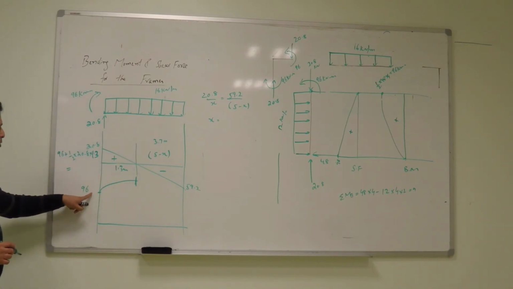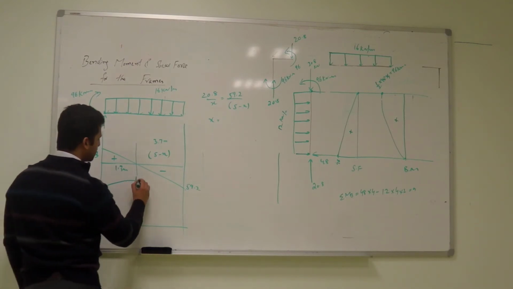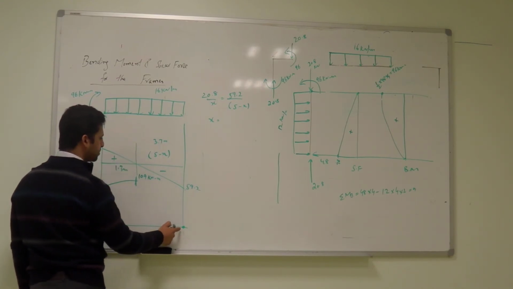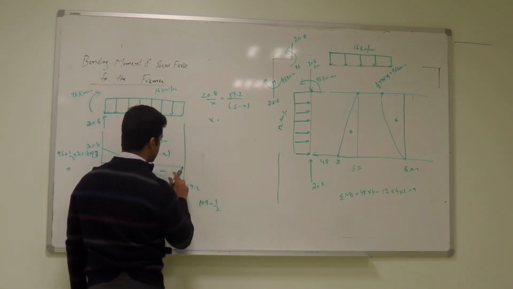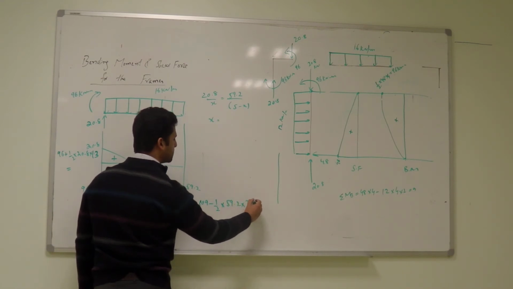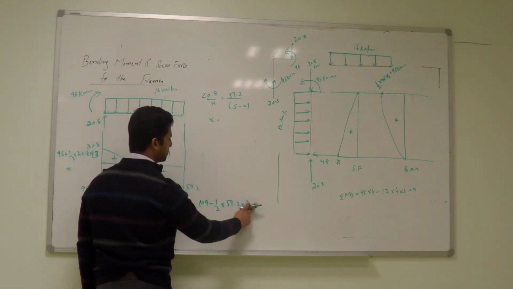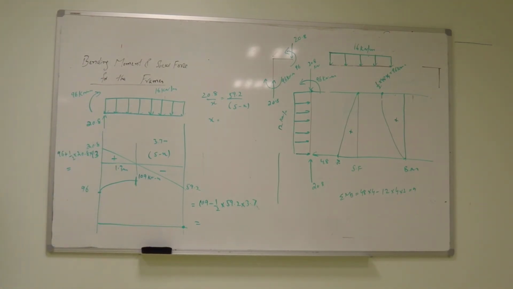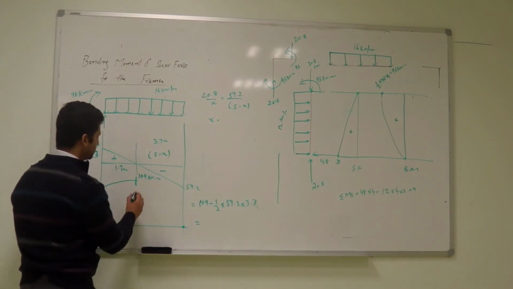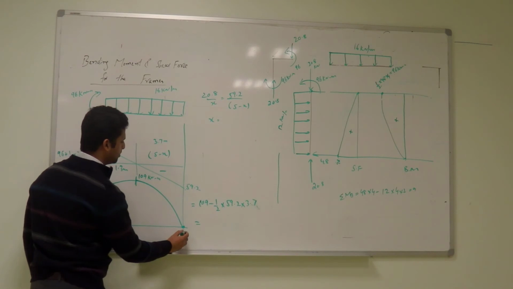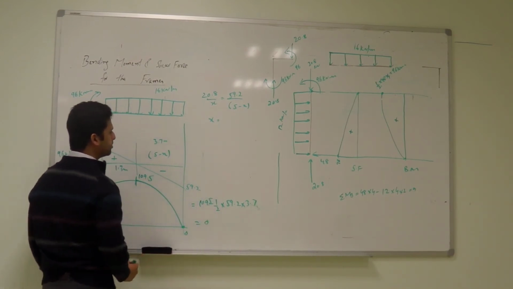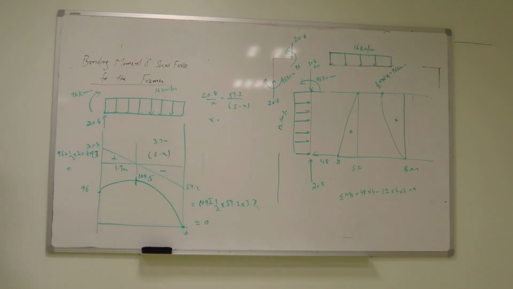Add the area of this triangle to this point: 109 kilonewton meter. And now tell me how much is the moment at this point? 109 minus 1 over 2, this negative, into 59.2 into 3.7. So what is the answer? The moment at this point is almost 0. It is 109.5. Then it is perfectly 0. So you have drawn the bending moment and shear force diagram for this member.